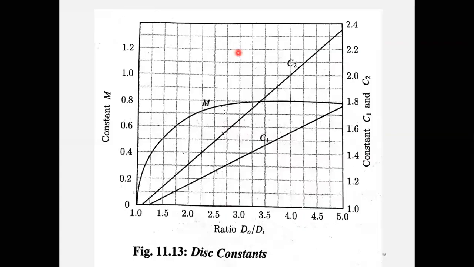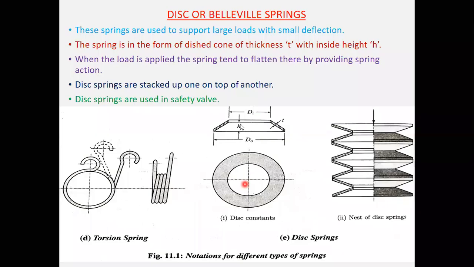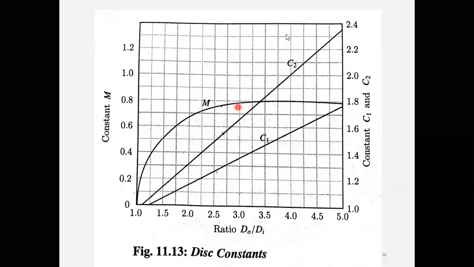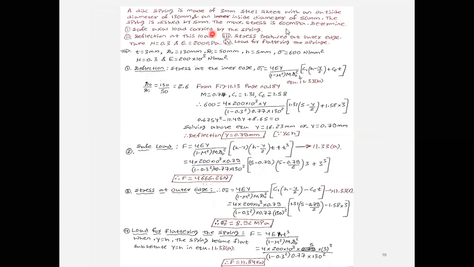This is nothing but the spring is dished by 5 mm. They have given the H value. The maximum stress is 600 megapascal. The maximum stress which will be induced in it will be 600 megapascal. The diameter as well as T and H are given in mm. Megapascal is nothing but Newton per mm square. If it is in Newton per meter square, you have to convert that into Newton per mm square.